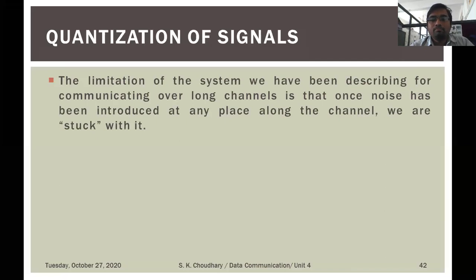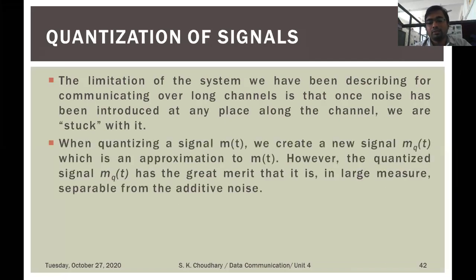So the limitation of the communication system that we are describing is that we have to use longer channels. Once noise has been introduced in the longer channels, there is a possibility that noise could be introduced at any place along the channel, and it would hamper the transmitted signal. The main issue is how to remove this noise from that particular message signal. For that purpose we can use the process of quantization.